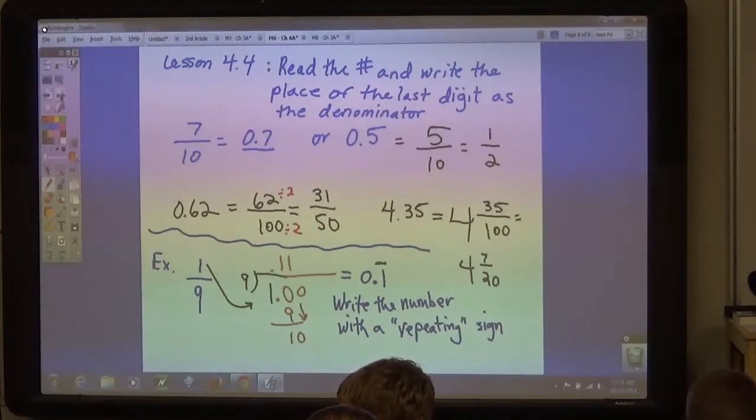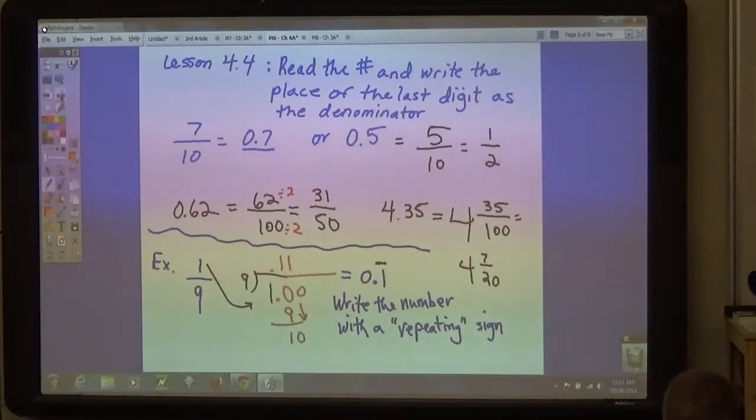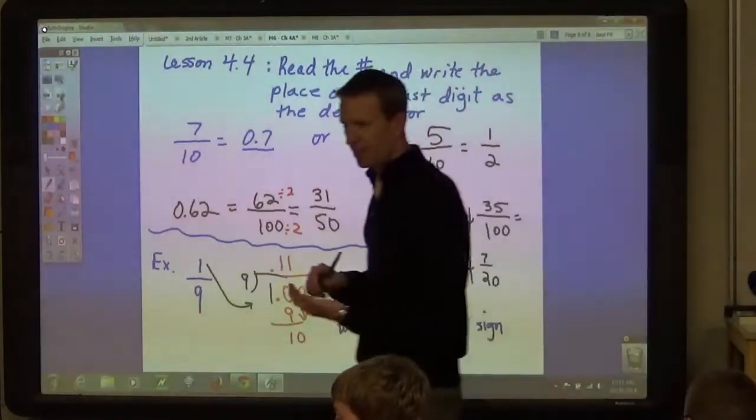Take out your notes. Oh yeah. Fractions and decimals.